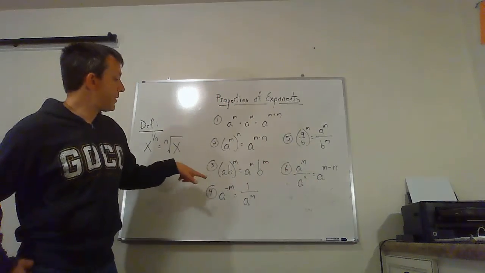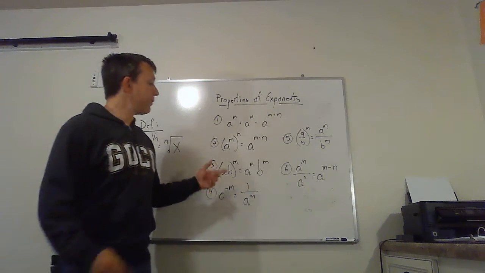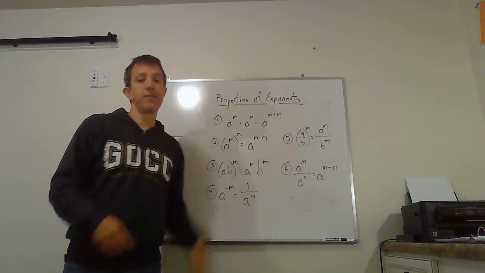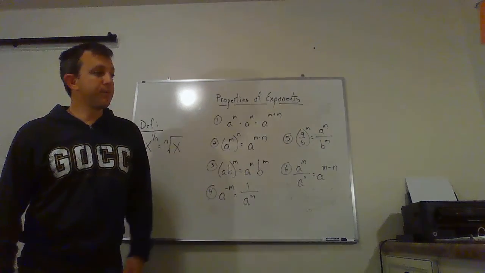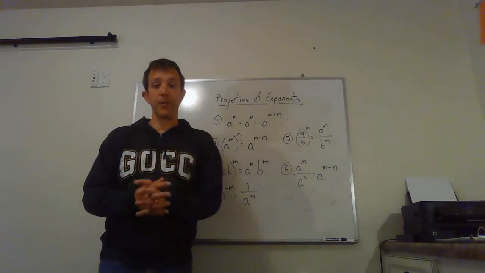And for all of these except for numbers 3 and 5, the bases have to match. On 3 and 5, we're specifically working with multiplication of two bases on the inside or division of two bases on the inside. Everything else, the bases have to match. So let's take advantage of this and see what we can do.